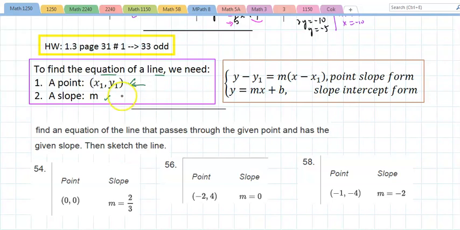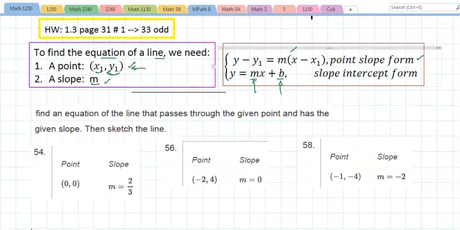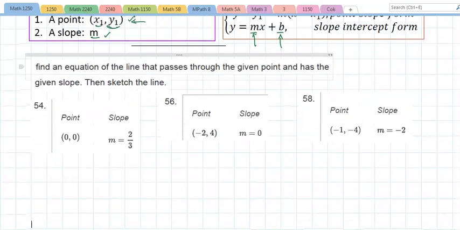And once you have the point and the slope, you have two options of finding an equation of a line. Either you use the point slope form, which is y minus y1 equal the slope m times x minus x1, or you would use y equal mx plus b. You need to find m and b in this case, and here you just plug in the point and the slope. So to follow on, we're going to look at the first batch of problems.